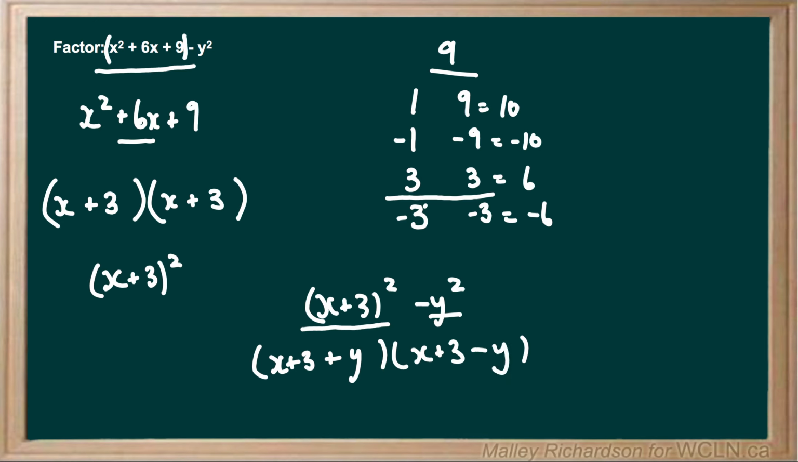So therefore, our final answer is x plus 3 plus y all multiplied by x plus 3 minus y as our final answer.